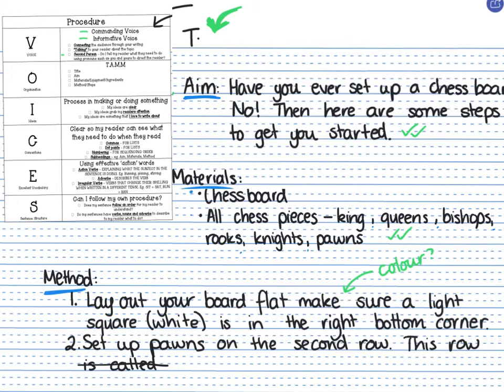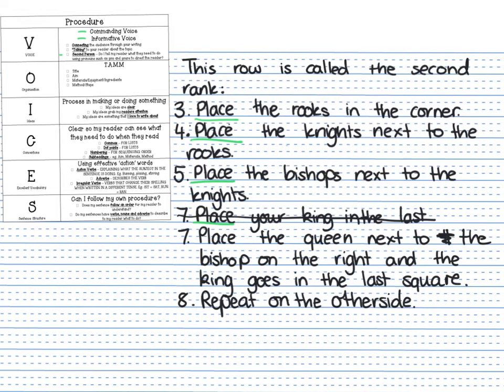Okay. Set up pawns on the second row. This row, and then I decided to start a new sentence, so I don't really need this part here and this part here because I'm going to go to the next page. This row is called the second rank. I'm giving extra good information just in case the reader wants to know a little bit more about chess. I've given them a little bit of information.